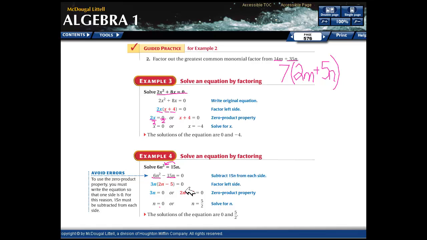So this is just a little baby equation here. 2n minus 5 equals 0. So add 5 to both sides. So I'm left with 2n equals 5. Divide both sides by 2.